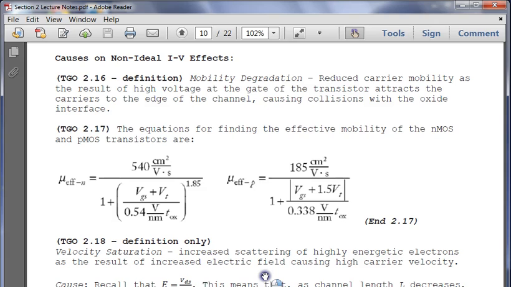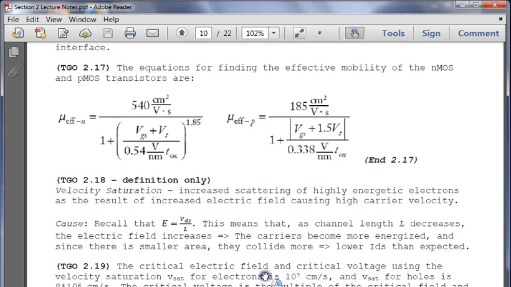Was there somebody with a question? I'm going to scroll up past mobility degradation.